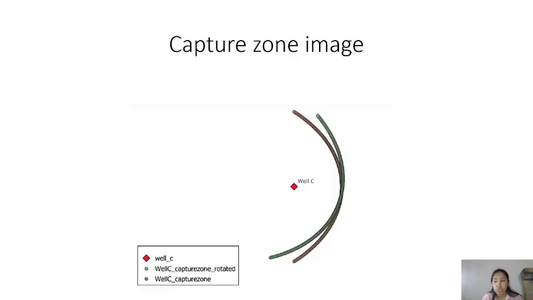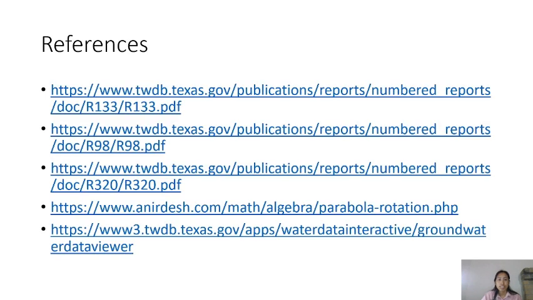This is the capture zone image that we got. The green one is the rotated capture zone, and the brown one is the one that we obtained before. So these are the differences.